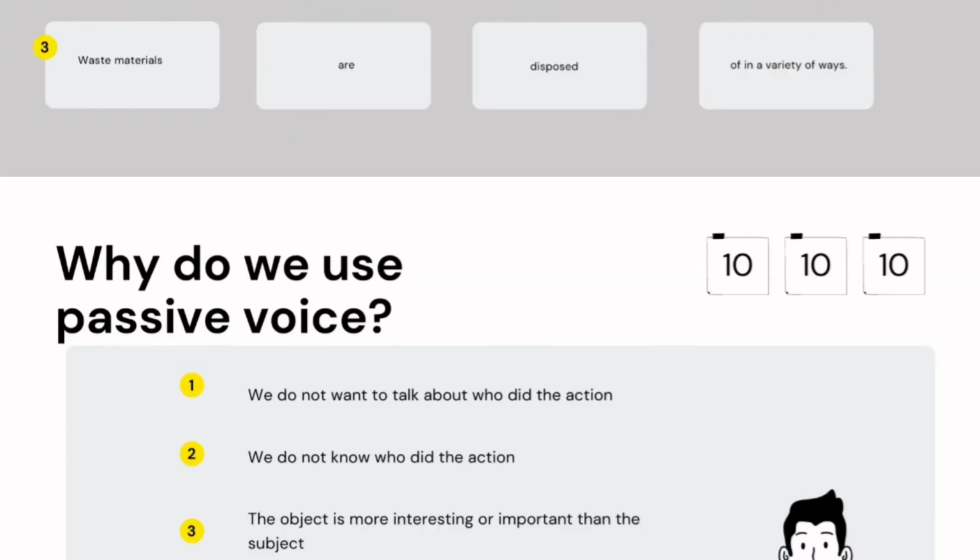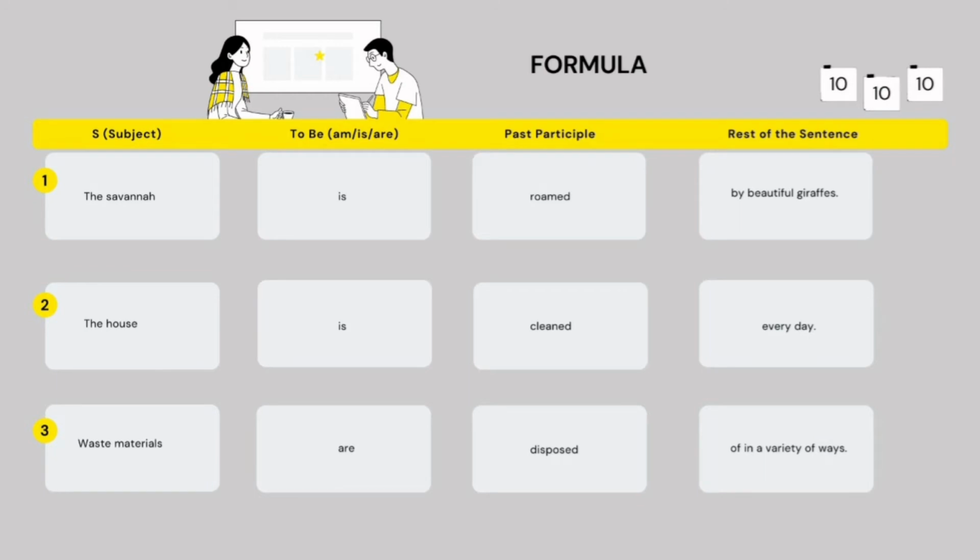Okay. Now on your screen, it appears the formula of passive voice in simple present tense. Okay, let's see in the yellow part, there is subject, to be, verb in past participle, and the rest of the sentence. Now let's read one by one. First, the savannah is roamed by beautiful giraffes. Second, the house is cleaned every day. Third, waste materials are disposed of in a variety of ways.